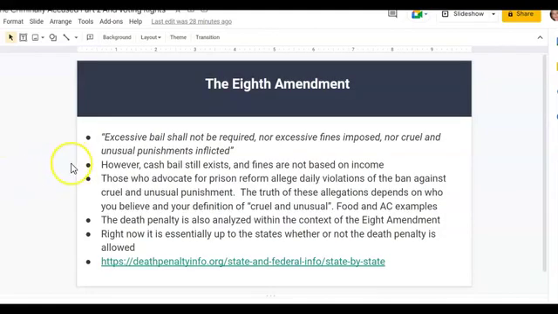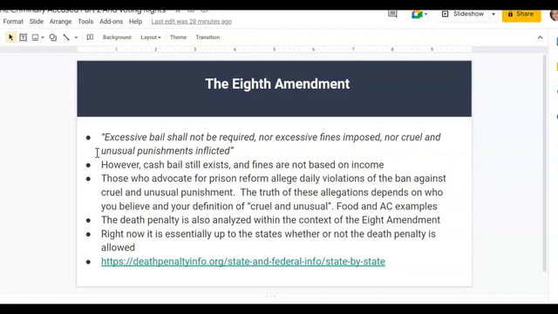So turning to the Eighth Amendment, the Eighth Amendment pertains to what is, in italics and quotes up top: excessive bail shall not be required, nor excessive fines imposed, nor cruel and unusual punishments inflicted. However, cash bail still exists.